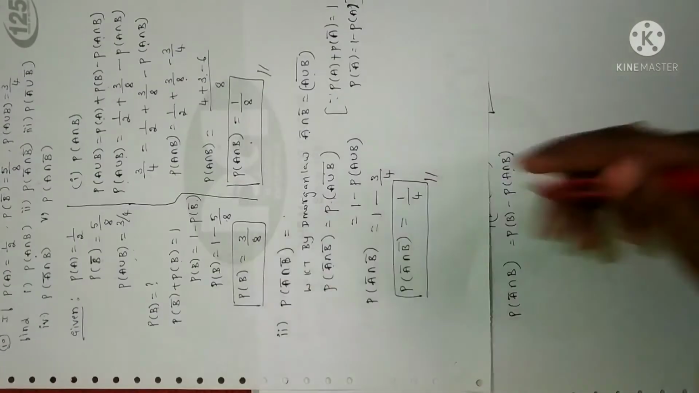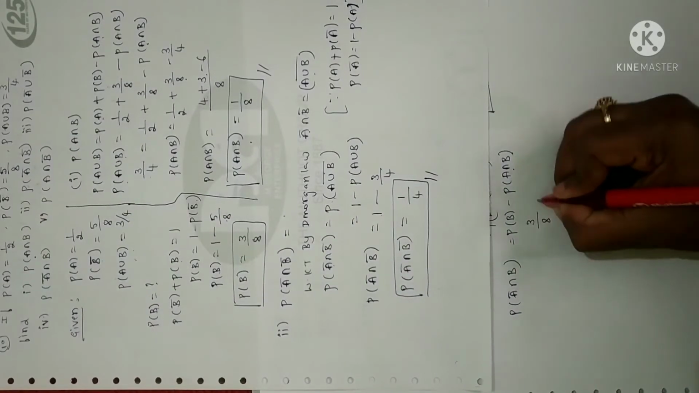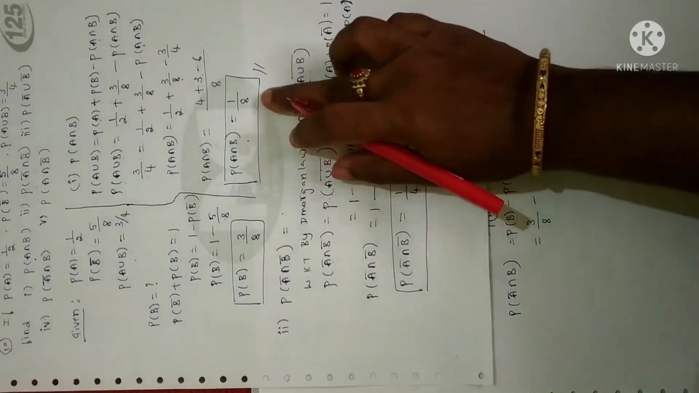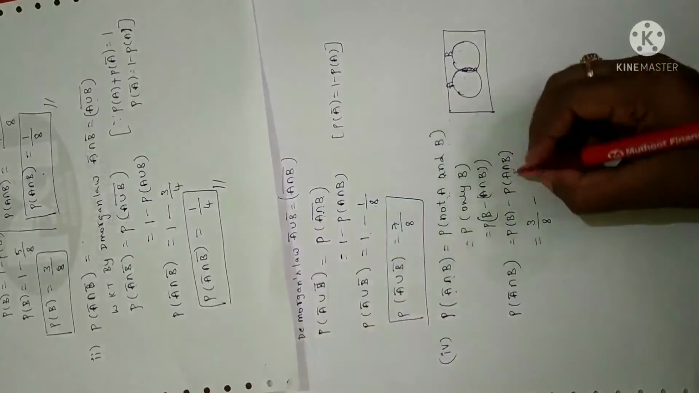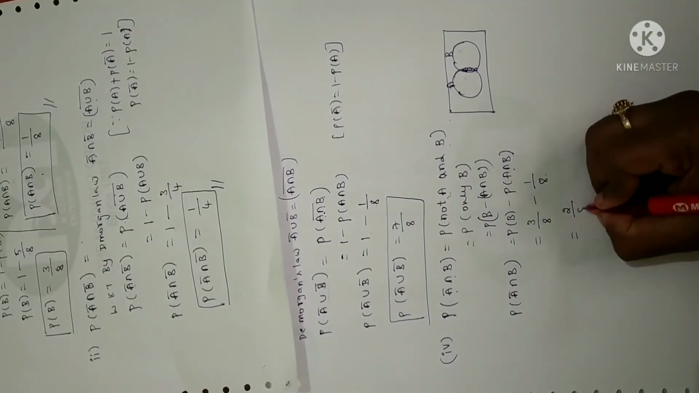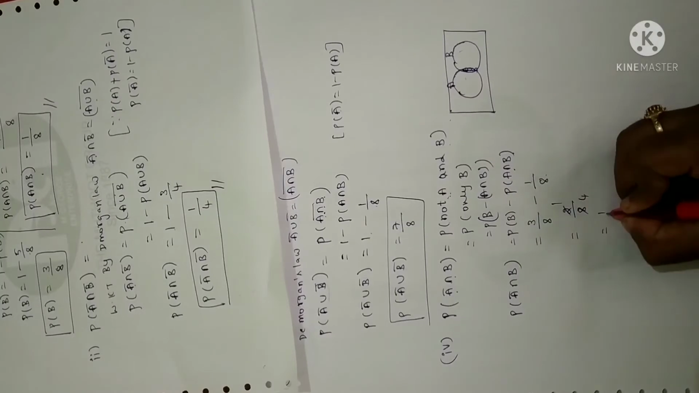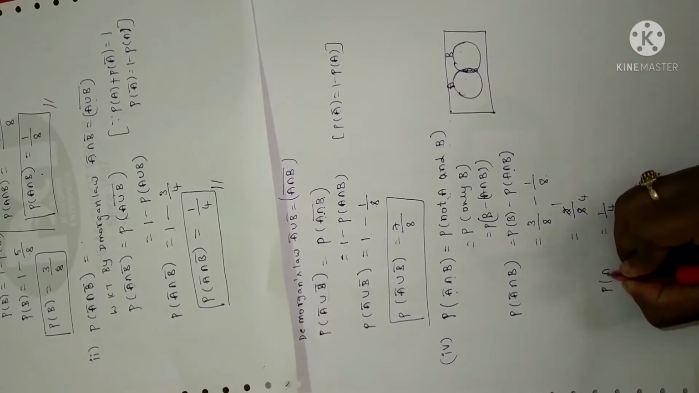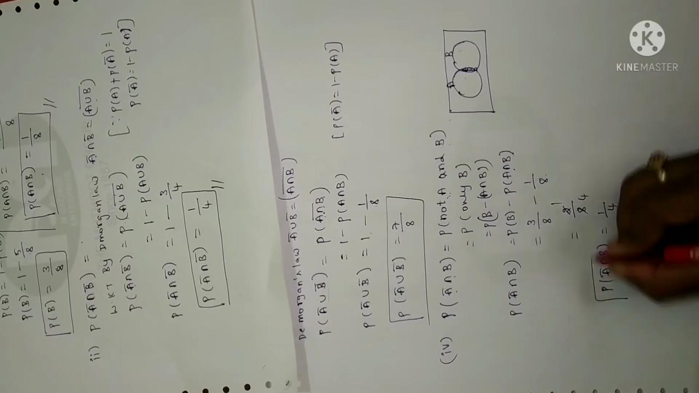Now as we already calculated, the probability of B is 3 by 8. So let me substitute 3 by 8 minus probability of A intersection B, which is 1 by 8. Now let us take an LCM. So 8, 3 minus 1 is 2. So 2 by 8, 2 ones are 2, 2 fours are 8. So you will get 1 by 4. Therefore probability of A bar intersection B is 1 by 4.